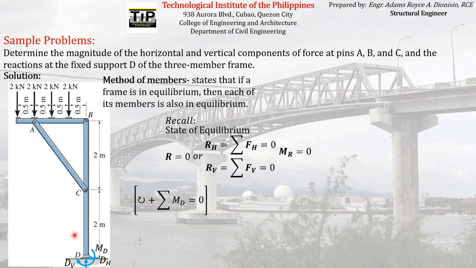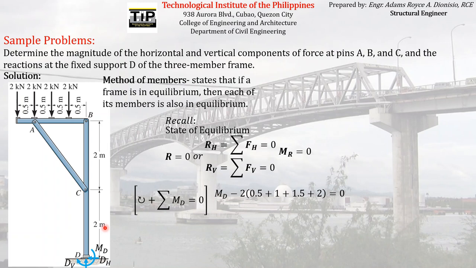Ano pa? Ano pa yung moment natin sa point D? Yung apat na 2 kN na to. And obviously, ang moment ng apat na yan dito sa point D ay may direction na pa-counterclockwise. So obviously, negative lahat yan. So, ang nagkakaiba-iba na lang dyan is yung mga moment arm nila. Ito, ang moment arm niya, 0.5. Ito, ang moment arm niya is 0.5 plus 0.5 which is equal to 1. Ito, moment arm niya is 0.5 plus 0.5 plus 0.5 which is 1.5. Lastly, ito moment arm niya is 2.